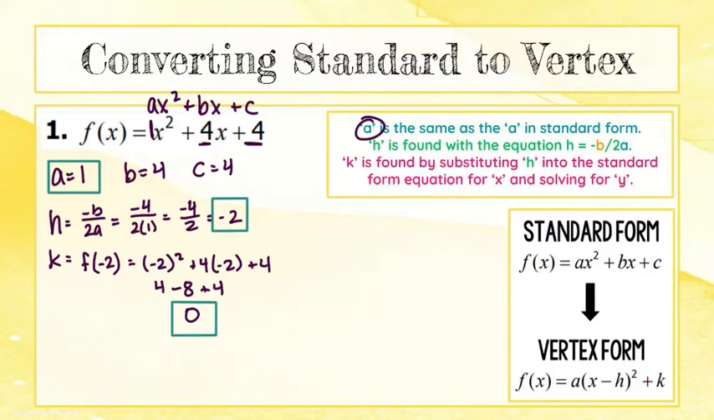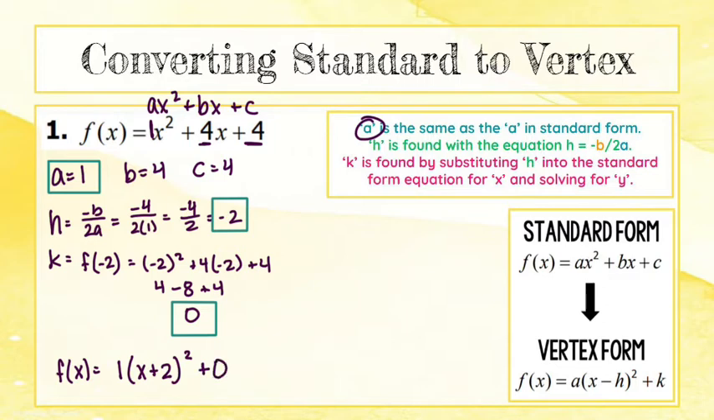So now all we have to do is take this and fill in the blanks. So our function is going to be f of x equals 1 times x minus negative 2, which is just x plus 2, squared. That squared is part of the form, see over here. And then plus k, so plus 0.